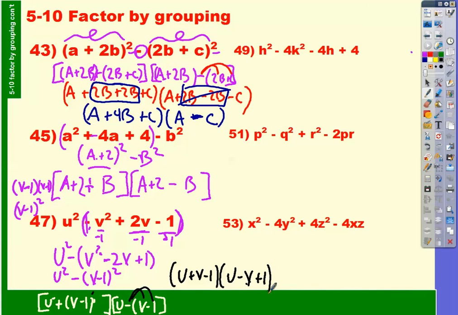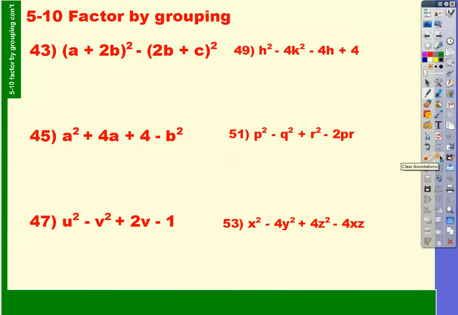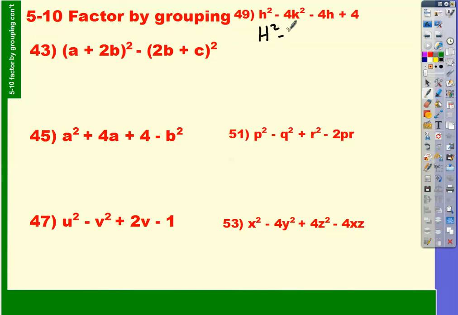Now number 49 is very similar to the other ones. The only catch is it's now reordered, and I need to figure out things that go together. So I see an h squared, I see an h and a plain number, but then I have this funky thing left over, right? So that is a clue to me that I need to reorder this. Let's try this. H squared minus 4h plus 4, and now I'm going to take this piece and send it to the back.